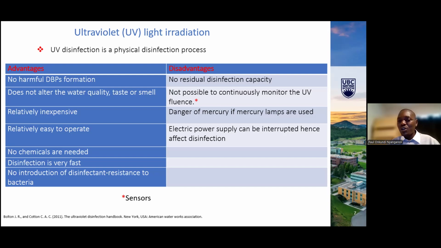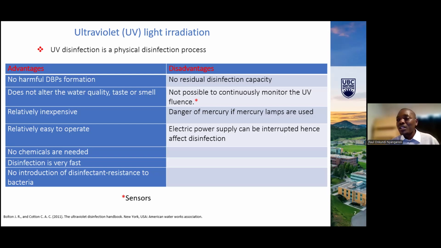And also the danger of mercury. There are two types of UV systems. I'll explain that later. One of the UV systems can produce mercury, which is not good for the environment, but another one does not. Also, one of the challenges UV has is that it requires electricity, which is not the same as chlorine. Chlorine, you don't need electricity, but UV, you need electricity.